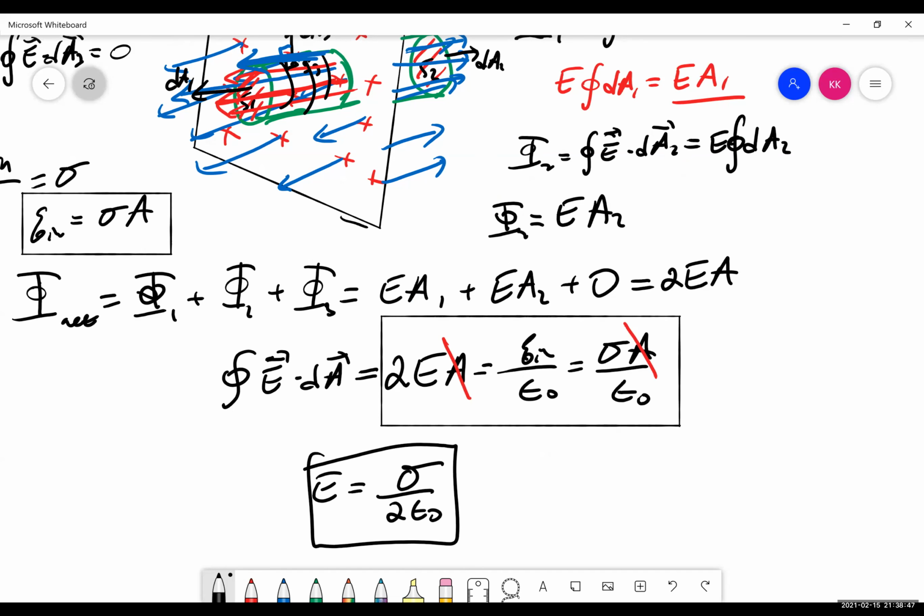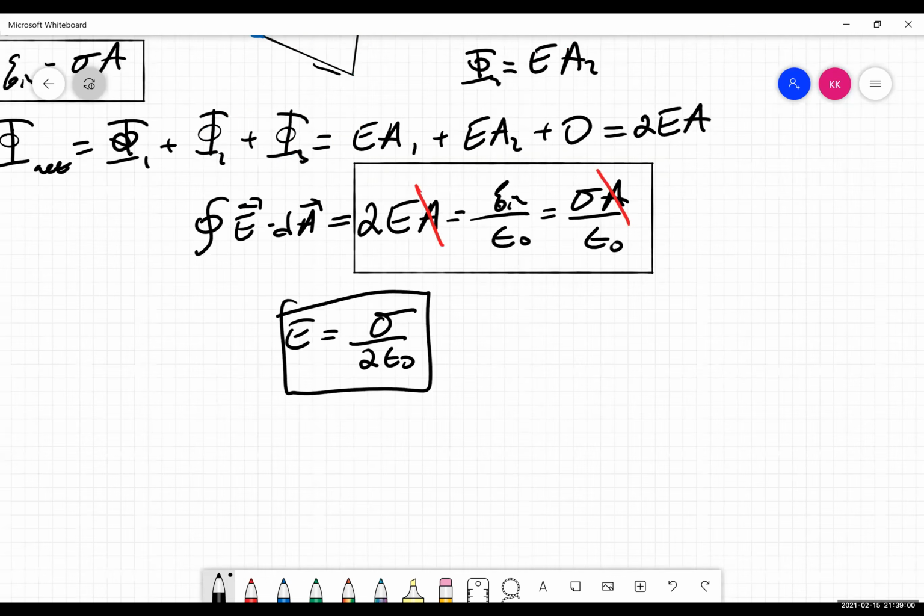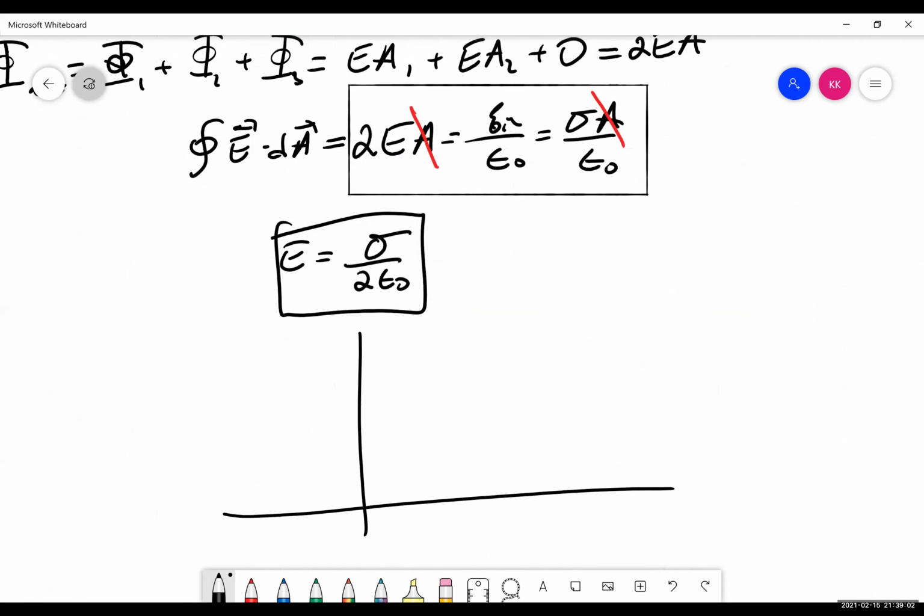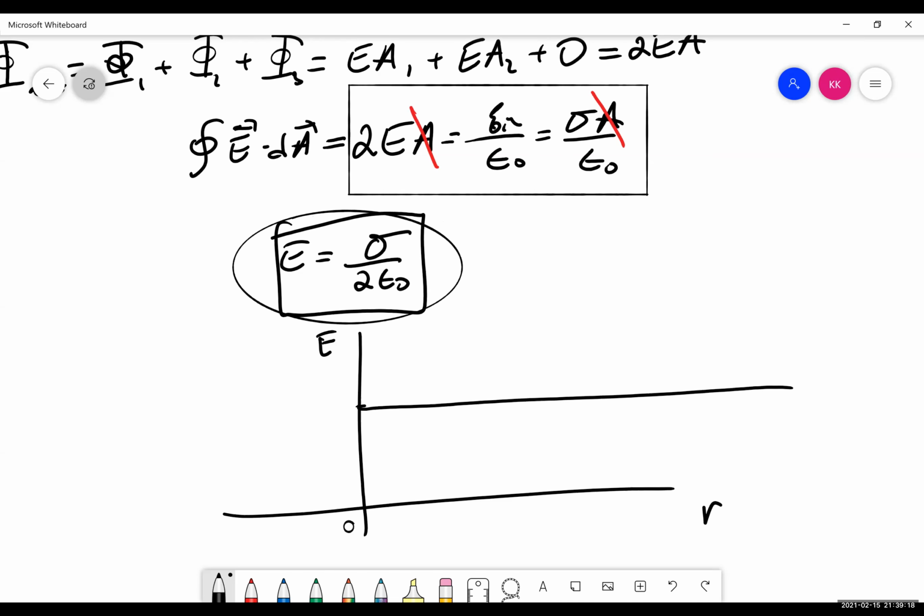Like that. And that's a very interesting result, because look at the electric field dependence. It equals sigma, which is a constant, over 2 epsilon naught, which is a constant. That means if I'm looking at some distance r from that surface, the electric field is some value and never changes no matter how far away you are from the surface. That's interesting, right? It's an interesting result, because this equation does not depend on distance.